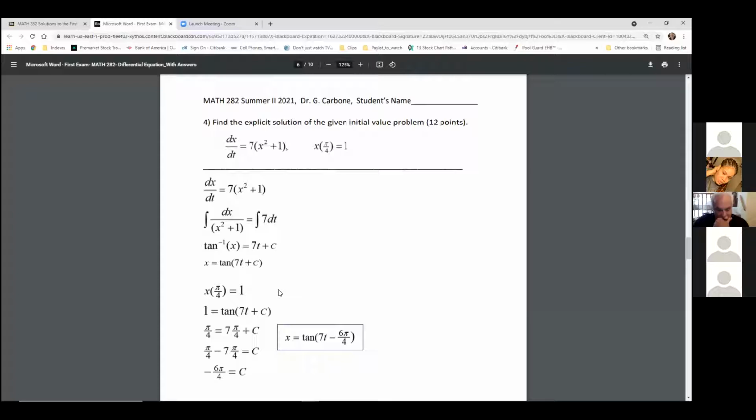This was just simple separation of variables and putting in the initial condition. You can compare, there are different ways of writing this. You can write this as 3/2. I know some people also wrote it in terms of cotangent. That's fine. Most people got this one right.